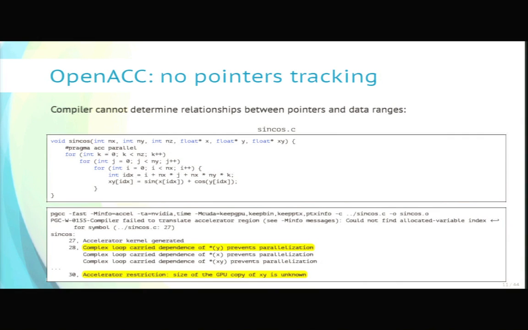Certainly, in most cases, developers assume that these pointers are not intersecting, but the compiler is a reliable tool. It must know for sure. For this reason, there are some warnings, and finally, this loop will also not be parallelized.